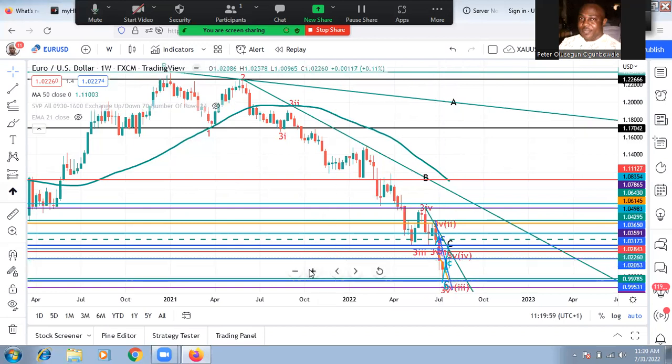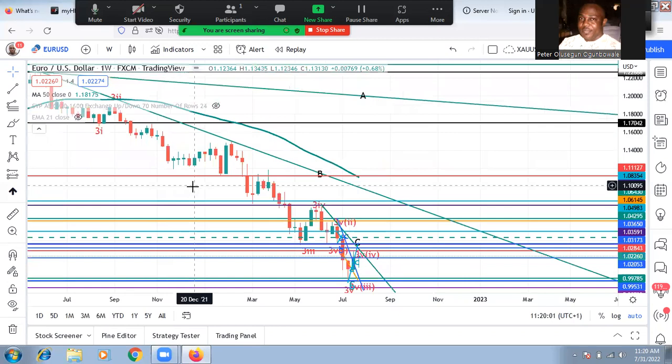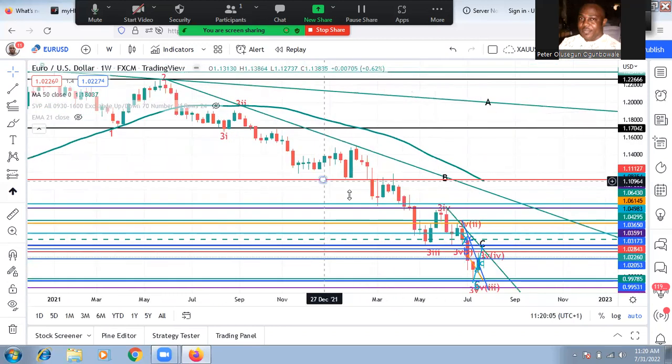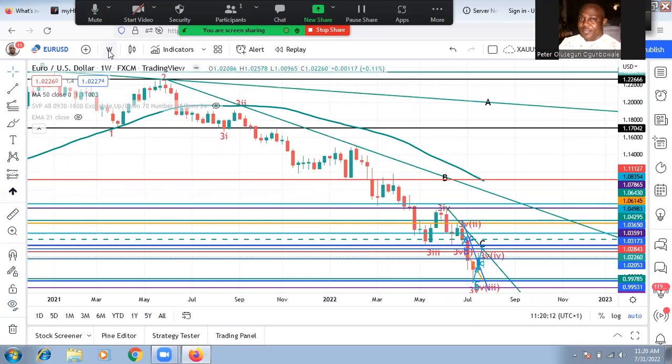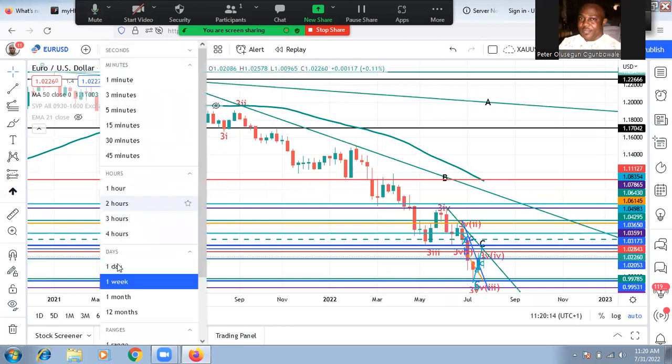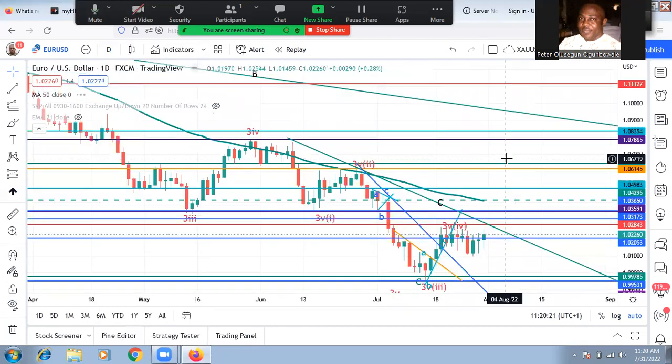Let me try and enlarge. We are postulating if we had finished that wave to the downside. I've enlarged it again, if we have finished to the downside or not, before I begin to go to the internal structure. From the weekly, we know that it's correcting, but definitely we are not on. So Euro USD has not been able to break this to the upside.